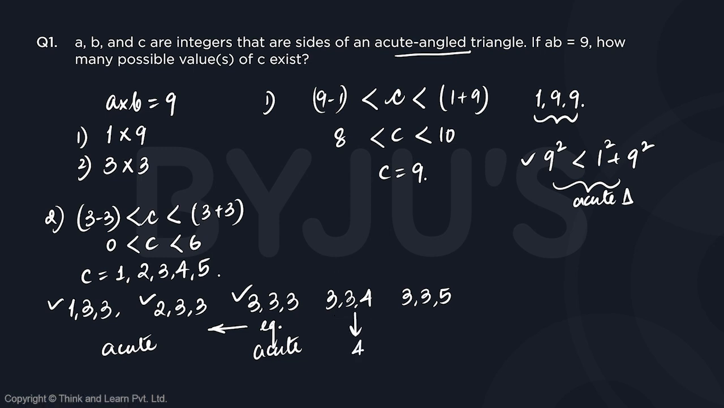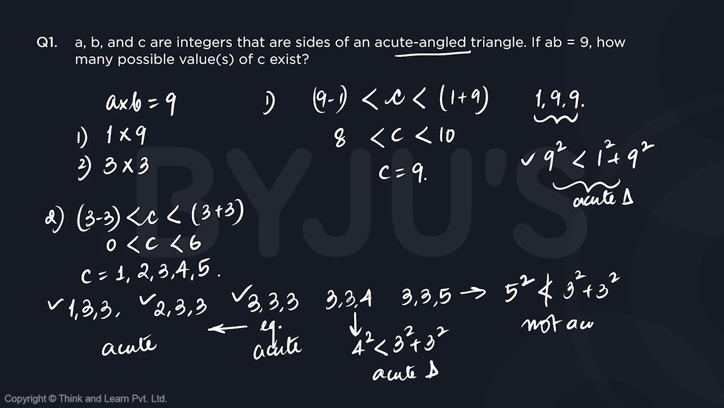In this case, 4 square versus 3 square plus 3 square. 4 square is 16 and 9 plus 9 is 18. This is less, so this is again an acute triangle. Let's look at the 3, 3, 5 scenario. 5 is the largest side. The square of that is not less than 3 square plus 3 square, because 9 plus 9 is 18, and 18 is not greater than 25. So this is not going to be an acute triangle.